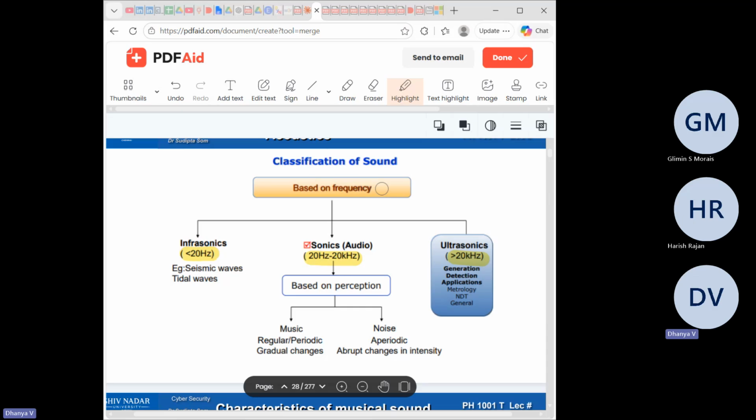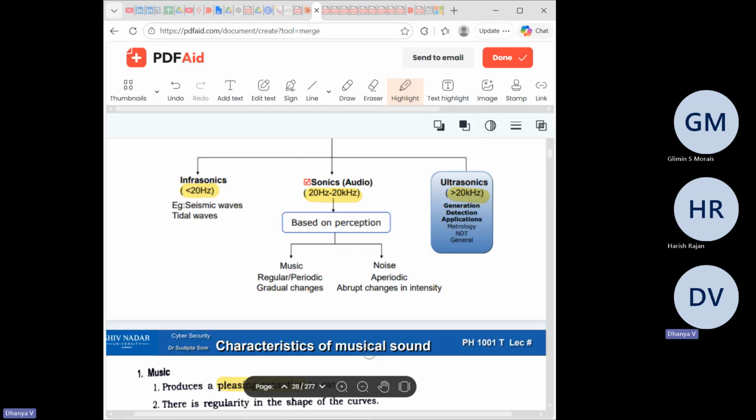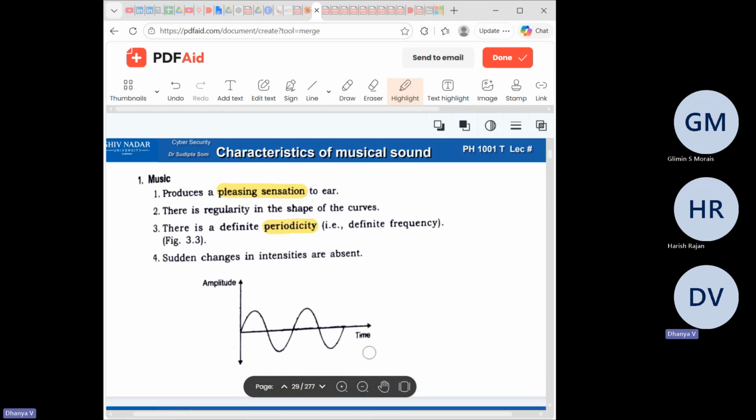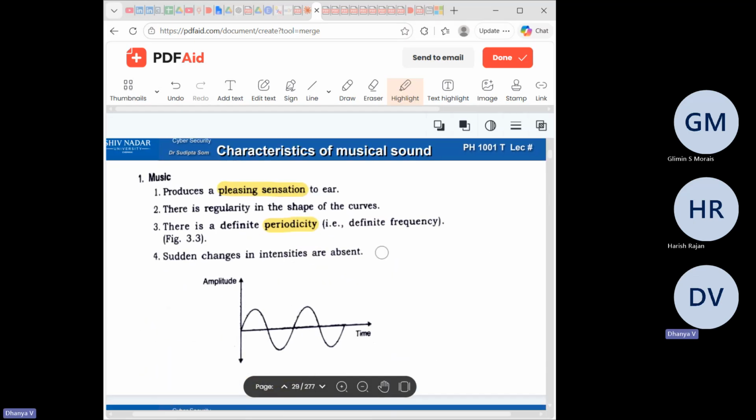And then this is something you can know, just as a thing. Based on the frequency, the sound is divided into three. Infrasonics is less than 20 hertz, sonics is 20 hertz to 20 kilohertz, and ultrasonics is greater than 20 kilohertz. They can ask you this in the test, and ask you to list down the examples also, or they can ask you the difference between music and noise. This one thing can be a two mark question.